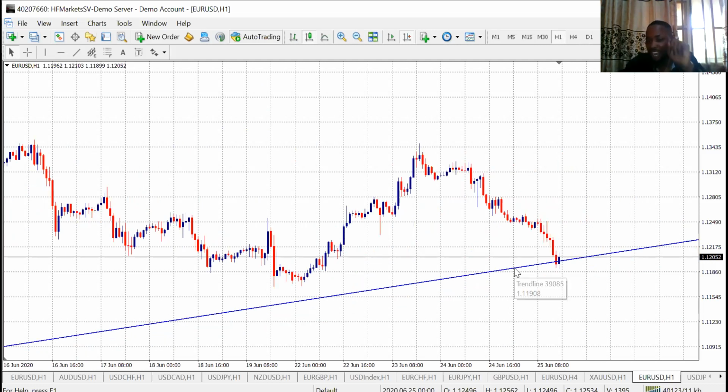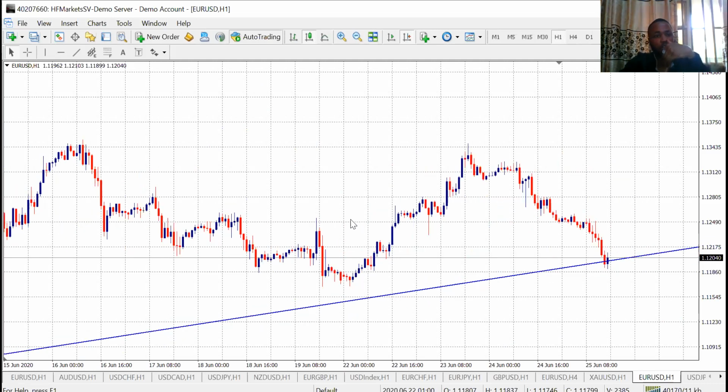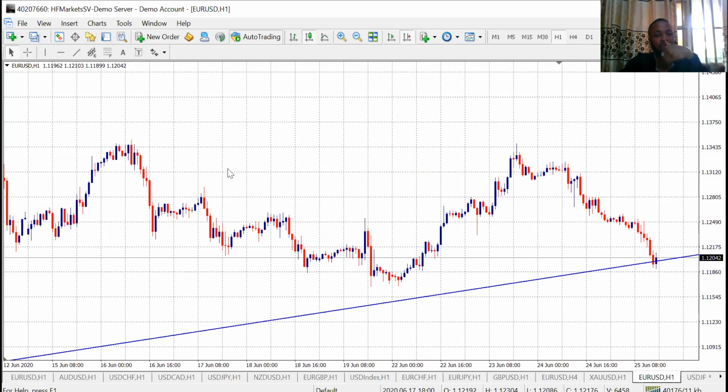Every ascending trend line is your support, which you have to pay much attention to. At the point in time where the market is reacting on your trend line, you have to pay much attention to see what will happen next, if it will be broken or it will continue the trend. That is for ascending trend line. I will take us into descending trend line.